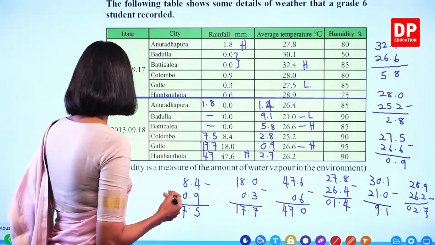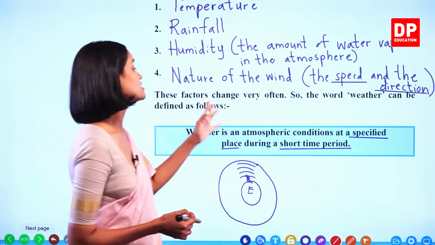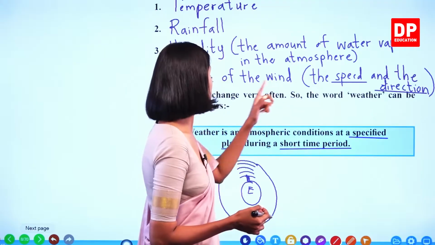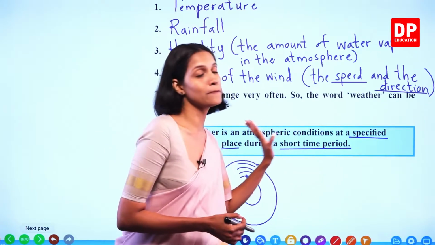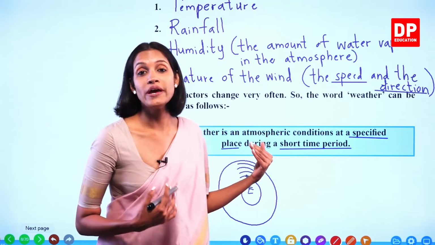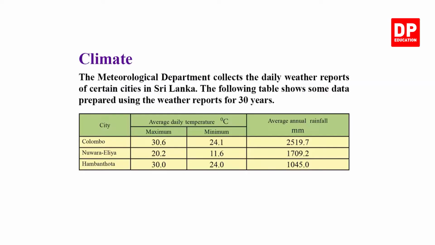Okay, children? So, this is known as the weather, right? The weather is an atmospheric condition at a specific place during a short time period. It's known as weather. Right, children? Okay, we'll move on to the next.